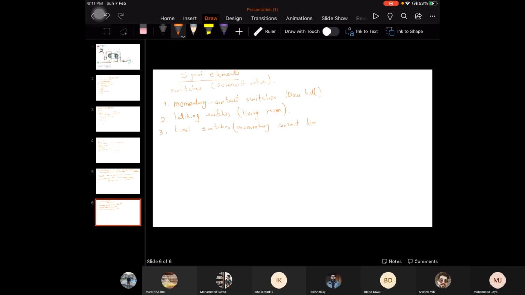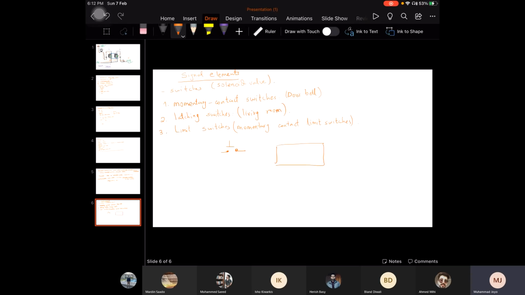It is basically a particular variation of the push button switch. I hope you know how a push button works. A simple push button is like this. When you press it, it turns on, and when you depress it, it turns off. The limit switch working is similar, but it has a slight physical variation.